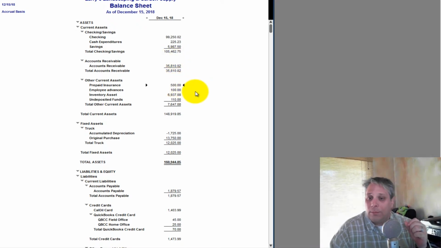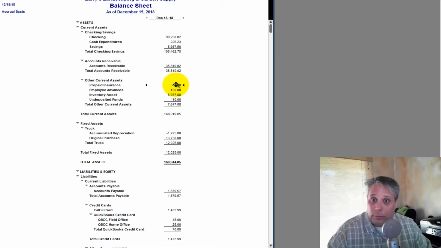I would not include prepaid insurance, even though it's technically classified as a current asset, because this is never going to get converted into cash. In fact, it's the opposite. It's cash we've already spent. We're never going to see that money unless we cancel the insurance policy, and even then, that's assuming it's refundable. So no prepaid insurance. Employee advances, maybe, maybe not. I'm not going to count on my employees to pay me back. I'm going to be conservative about that.